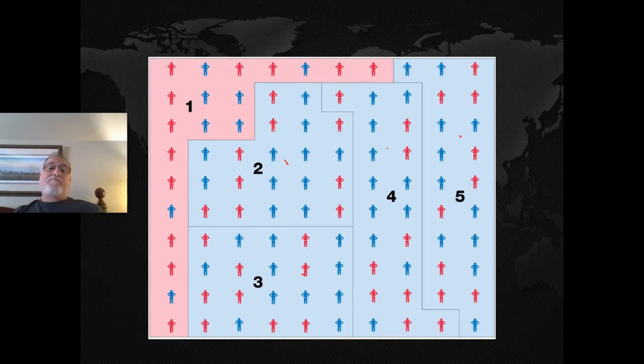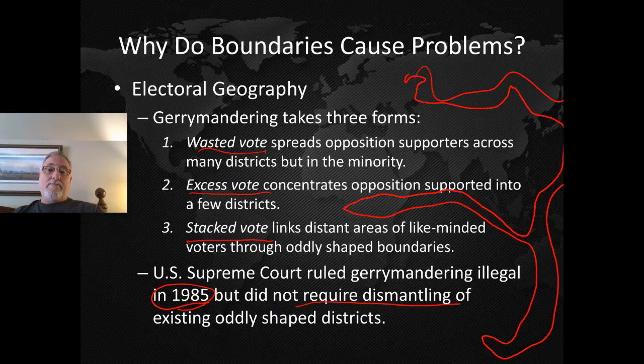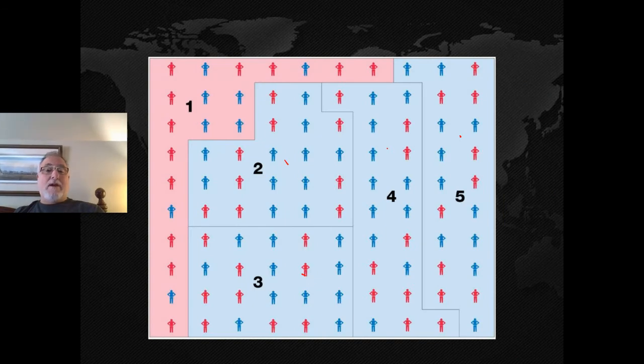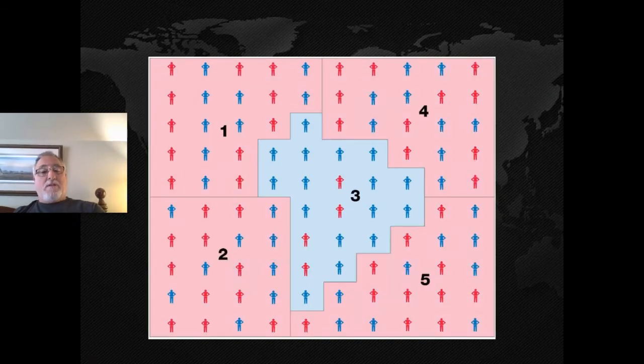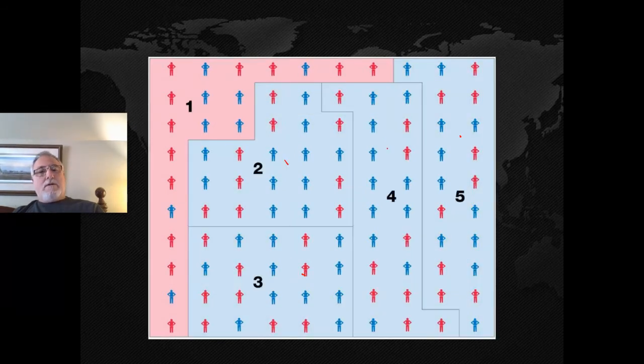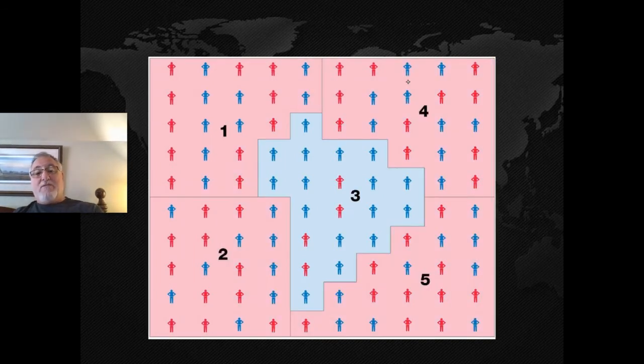Okay. Which one is this? Let's go back. That's right, that's excess vote. No, that's wasted vote, because no matter if they all vote, they're never going to win. This is excess vote, because look at that. There's 4 reds. That's overkill. If you could take, you'd only need 5.